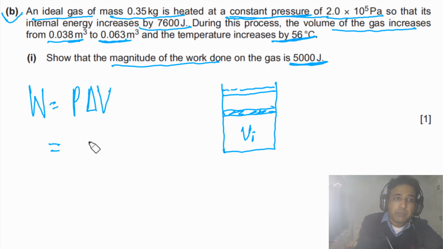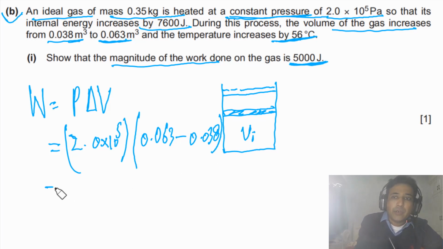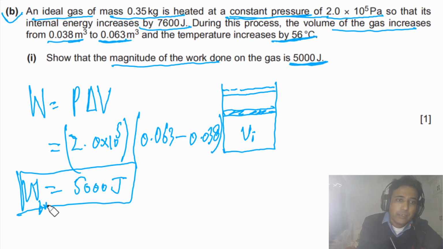So how can we calculate the magnitude? We have the value of P, that is given to us as 2.0 times 10 to the 5 pascals, and the final volume is 0.063 minus 0.038 meters cubed. Now if we solve this, we will get our final answer, that is equal to 5000 joules. So this is the final answer, and this is the work done by gas.